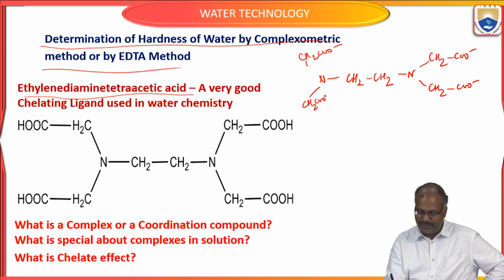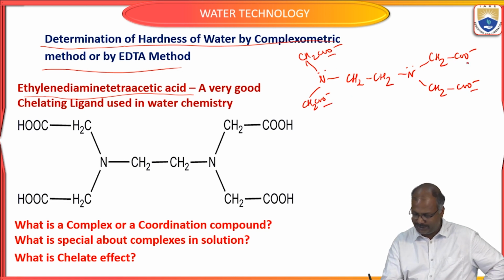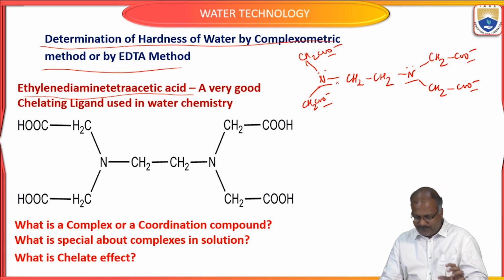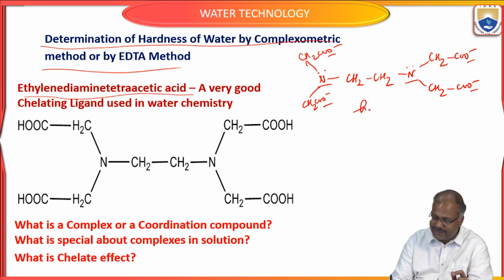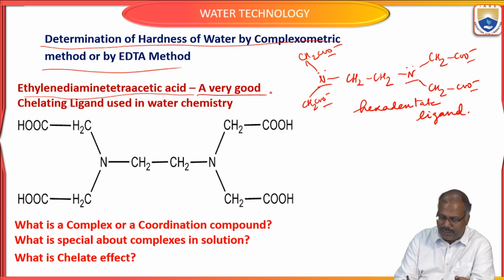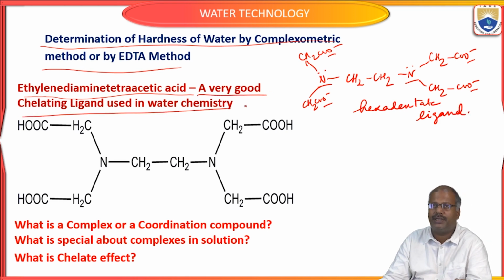What is the denticity of this ligand? 2 lone pairs on nitrogen and 4 O minus. So 4 O minus atoms and 2 nitrogen lone pairs can bind with metal to form a hexadentate. So it's a hexadentate ligand, a very good chelating ligand used in water chemistry.